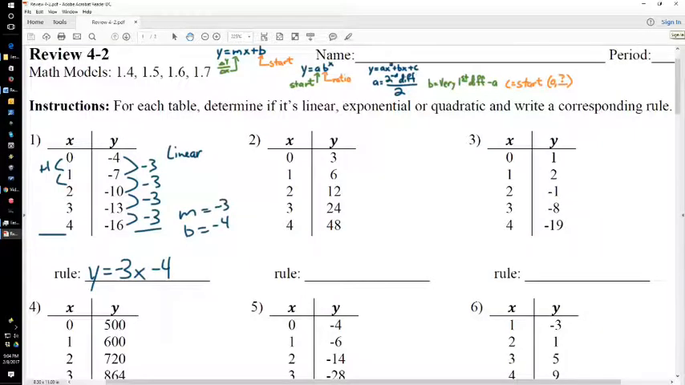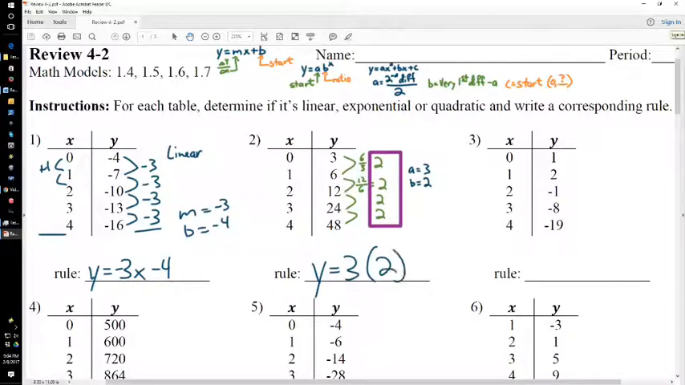So let's try dividing. So you literally do 6 divided by 3, and you get 2. 12 divided by 6, you get 2. 24 divided by 12, you get 2. 48 divided by 24, you get 2. All right, so since they're all multiplied by 2, then 2 is your ratio. Remember, A is your starting point. So when x is 0, y is 3. B is your ratio, which is 2. So y equals 3 times 2 to the x.